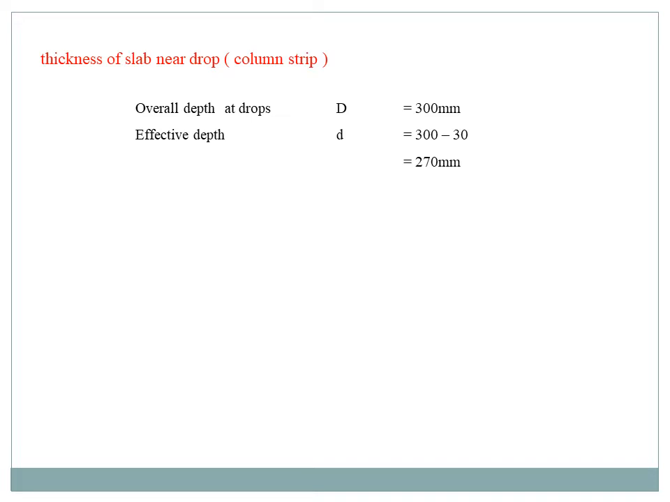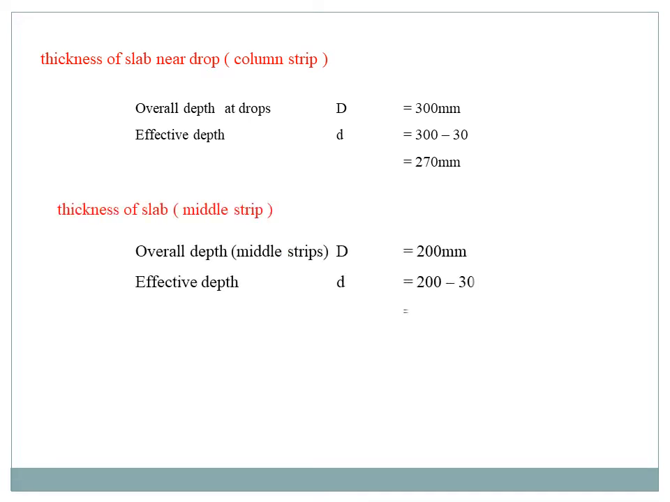We find out the overall depth. So overall depth of drop, capital D, is equal to 300 mm. So small d is equal to 300 minus 30, which is 270 mm, where 30 is the cover. So thickness of slab for middle strip, overall depth capital D is equal to 200 mm. Then effective depth d is equal to 200 mm minus 30, where 30 is the cover. So small d is equal to 170 mm.